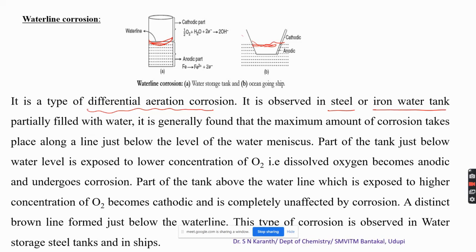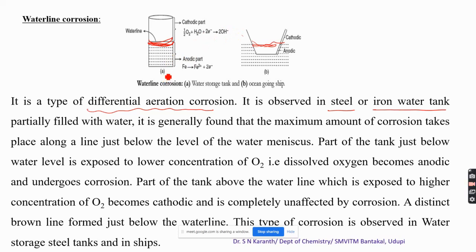Say the part of the tank just below the water level is exposed to lower oxygen concentration, that is, dissolved oxygen. It becomes anodic because it is a less oxygenated site. But the complete anode part does not undergo corrosion because the same concentration is observed; just below the water line, a brown colored ring is developed, or the rust component gets deposited just below the water line. The part of the tank above the water line, which is exposed to higher oxygen concentration, becomes cathodic. Okay, and the reaction is the same.